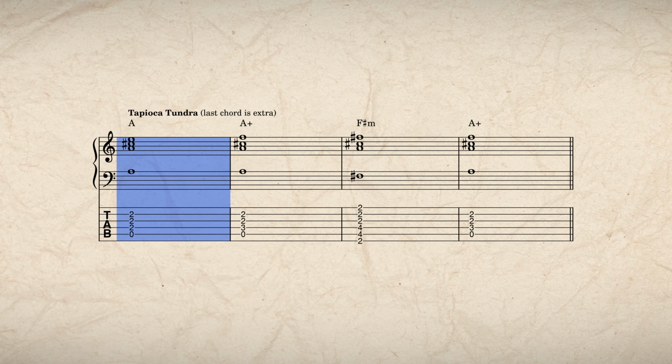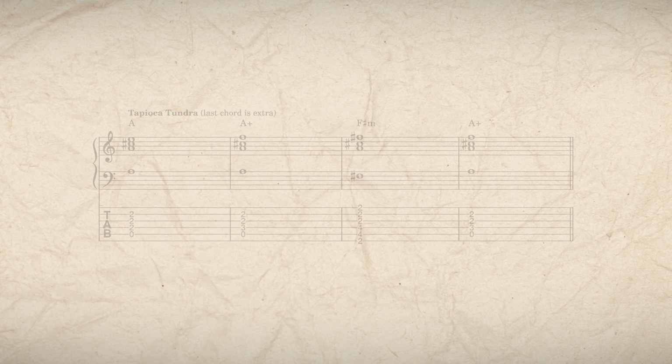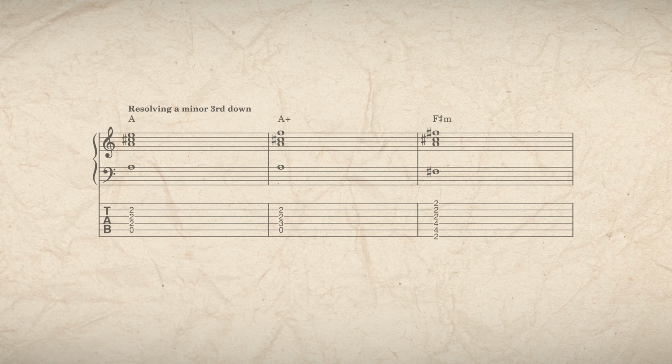In the Monkees' Tapioca Tundra, we have a classic example of where the augmented triad resolves to the chord a minor third down. The raised fifth resolves to the root note of our next chord, which is the F sharp, a minor third below.